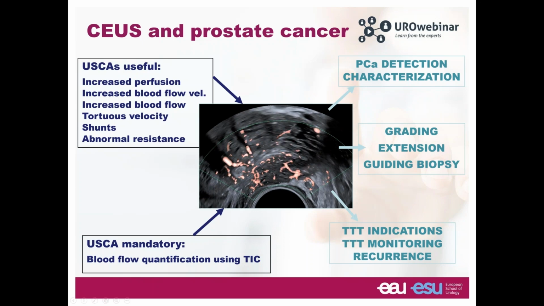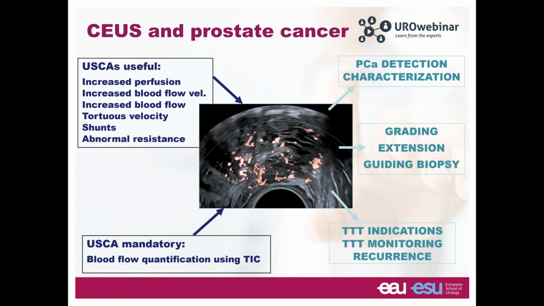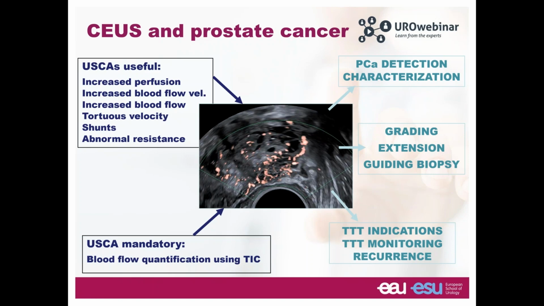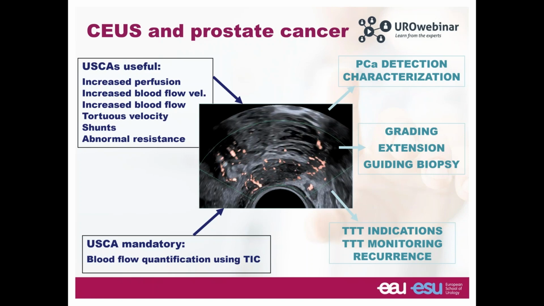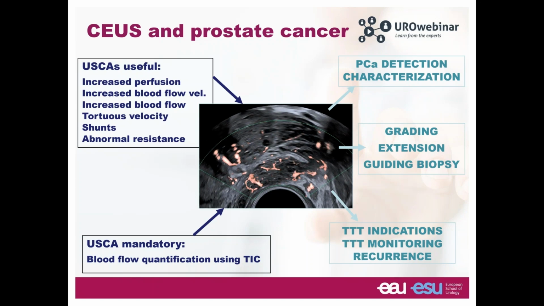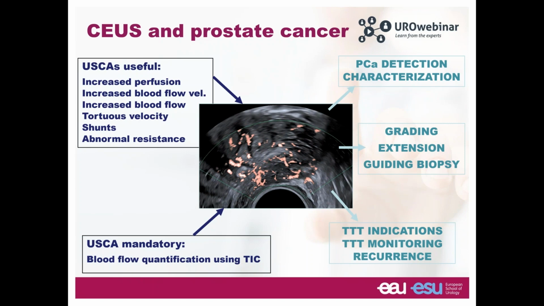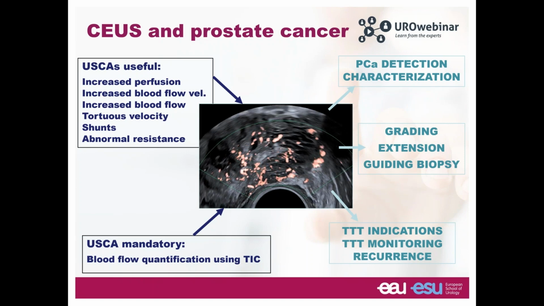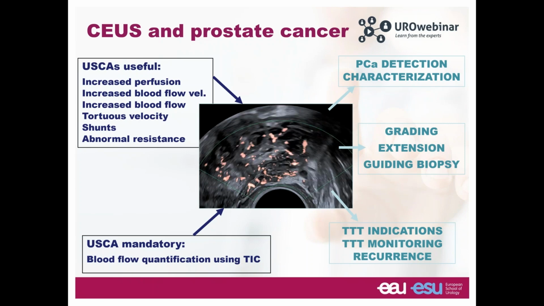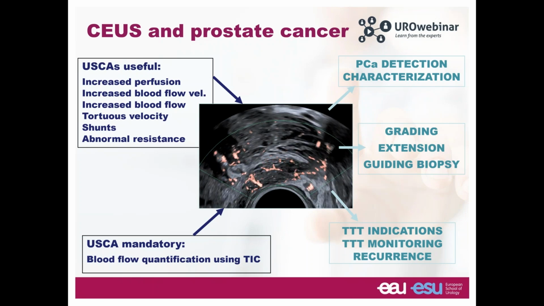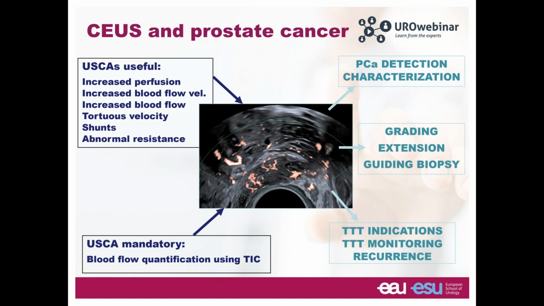You know that we can inject these microbubbles and increase the signals inside the prostate depending on the amount of vascularity. So this approach is good and increases the detection of perfusion, blood flow, slow blood flow vessels, and analyzes and detects tortuous vessels, shunts, and even abnormal resistance.